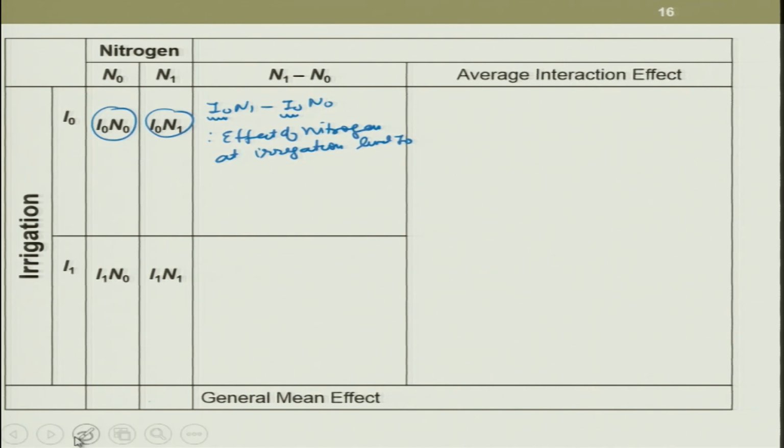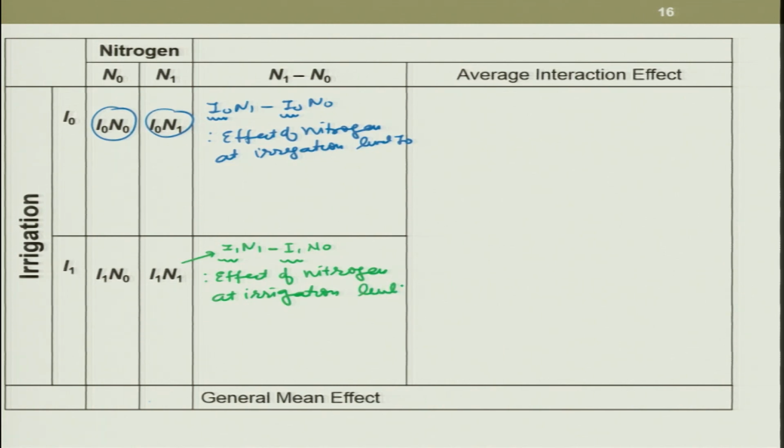And similarly, if you look into the second row, it is giving you I1 N1 minus I1 N0. So, here again I1 is fixed. So, do not you think that this looks like the effect of nitrogen at irrigation level I1, right.